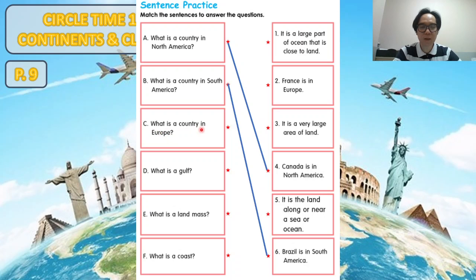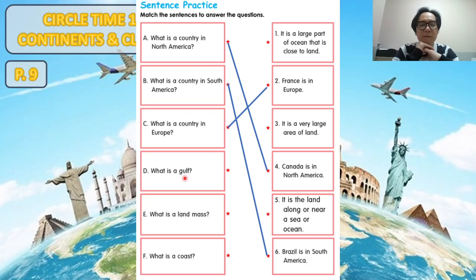Now, letter C says, what is a country in Europe? Well, we need to find an answer with Europe inside of it. Did you find it already? If you said number 2, you're right, because it says France is in Europe. Now, letter D. This becomes tough. What is a gulf? There's no continent for us to find.